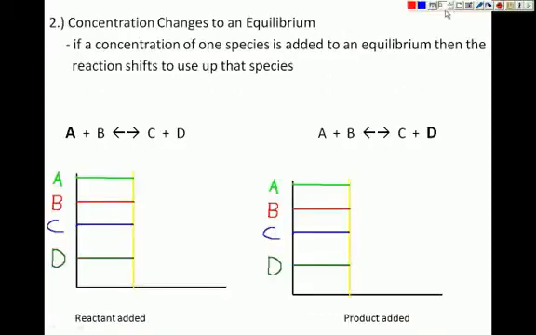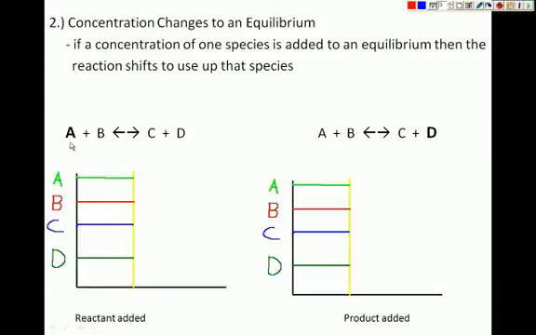Okay, now let's look at the effects of concentration to an equilibrium. If a concentration of one species is added to an equilibrium, then the reaction shifts to use up that species. Again, if a concentration of one species is added, the reaction will do the opposite and try to use up that species and try to decrease that species that has been added. So let's take a look right here.